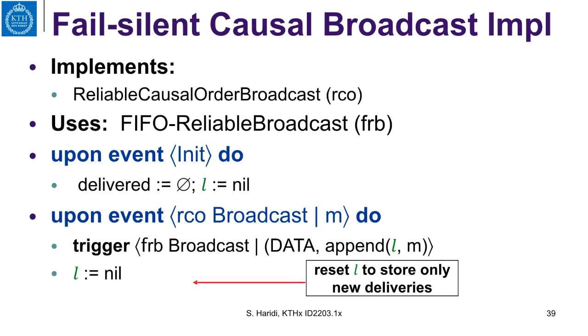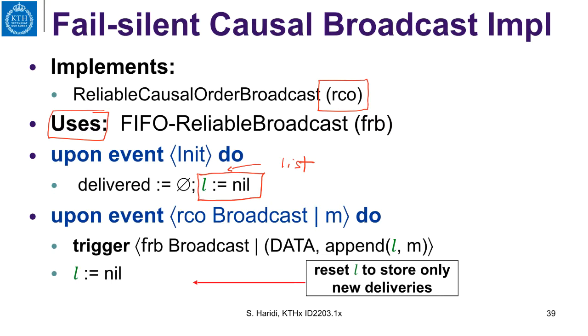So here is our algorithm. We are implementing a reliable causal broadcast using the FIFO reliable broadcast. And now, what is the difference? When you initialize the state of the causal order broadcast component, we have only to initialize it with a list that is empty initially. And this is the list that keeps track of the messages between two broadcasts.